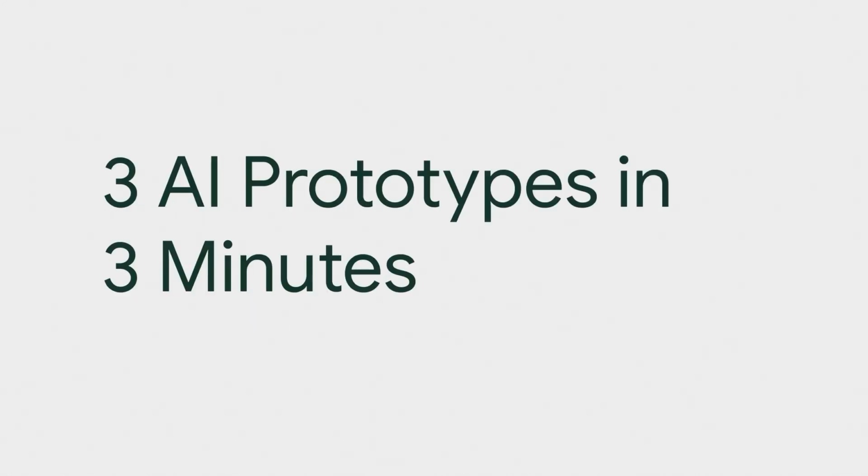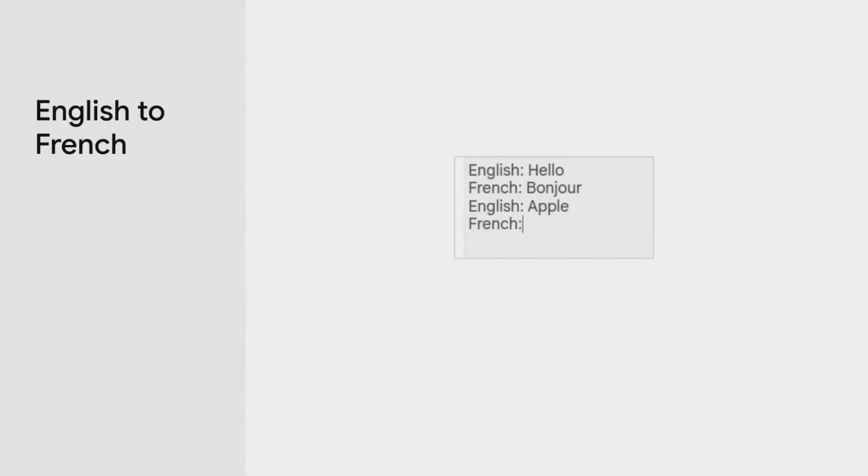So I want to create 3 AI prototypes in 3 minutes. Say I want to create an English to French translator. Well, with a model like GPT-3, I can write a prompt like this: English: hello, French: bonjour, English: apple, and then French: . And this is just text. There's nothing special about it.